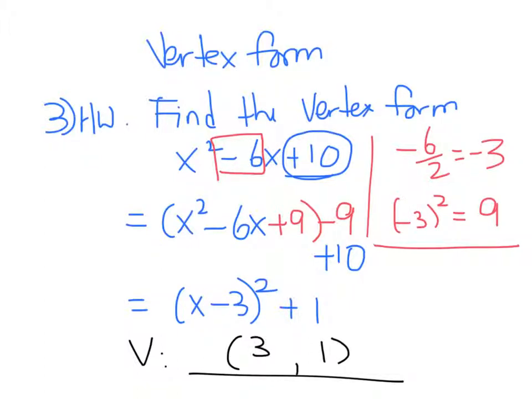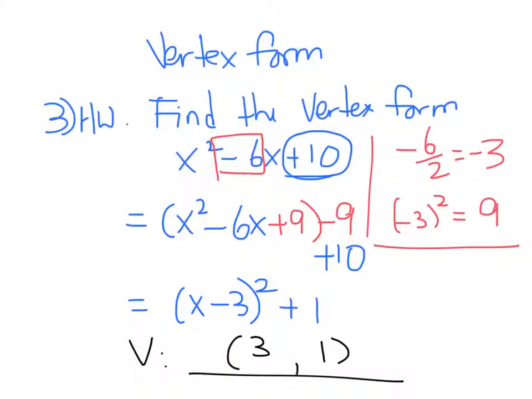Good job. (3, 1) is your vertex. So I want you to know that there is a difference between vertex form and the vertex. This is vertex form. The equation is vertex form. The vertex is a point, okay?